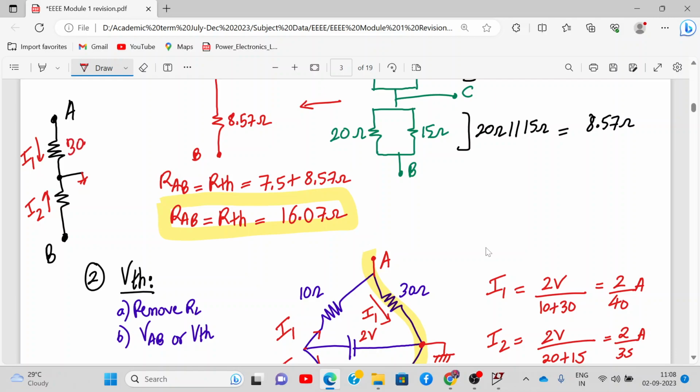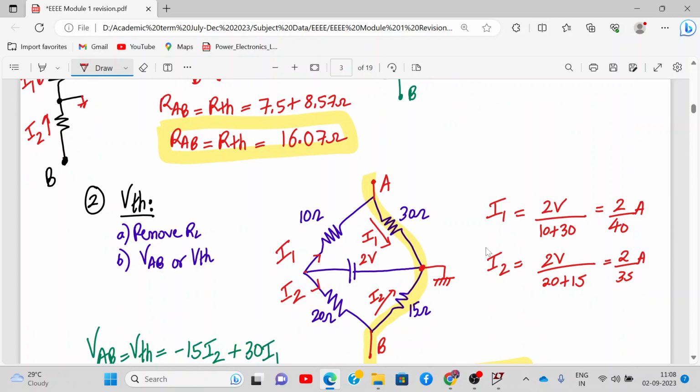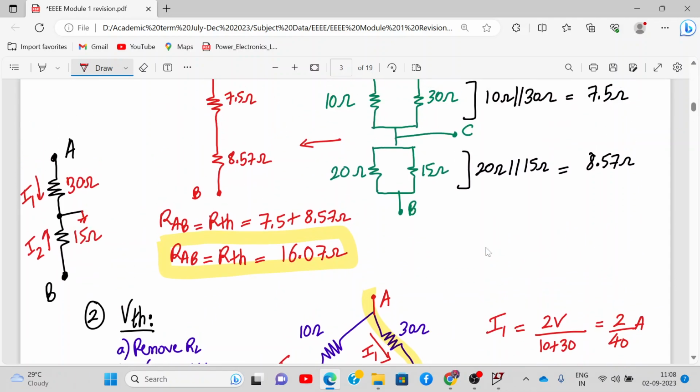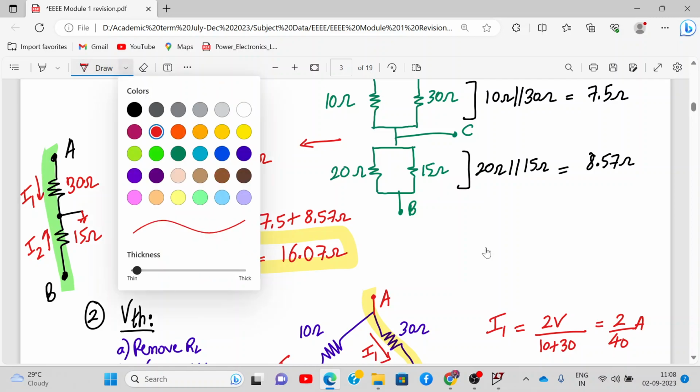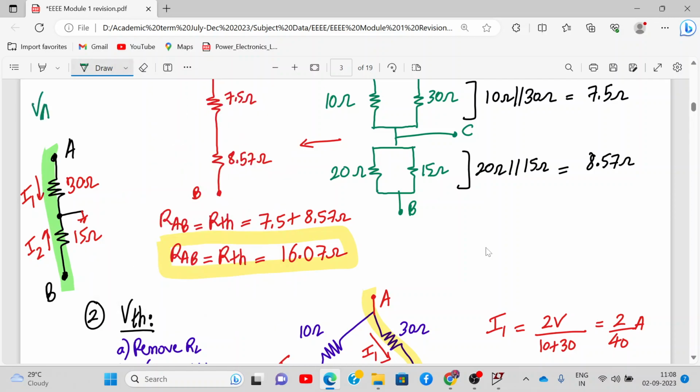This value is 30, and the lower one is how much? 15. So what you do is start from below and go up. Now calculate VAB. So VAB will be, you start from below, going to the top, right? When you go in the same direction as the current, that current will be treated as negative. So minus 15 I2. If you go against the direction of current, that current will be taken as positive. So plus 30 I1. That's how you calculate VAB.